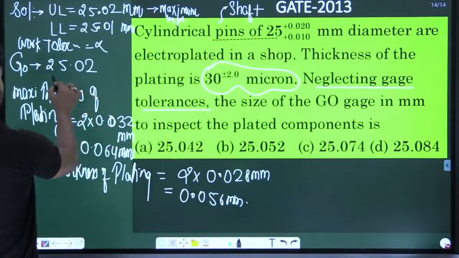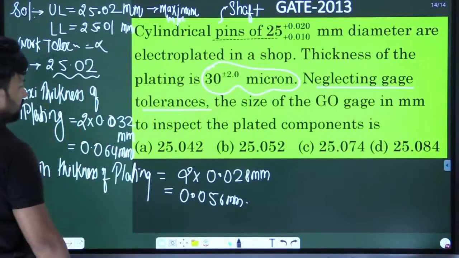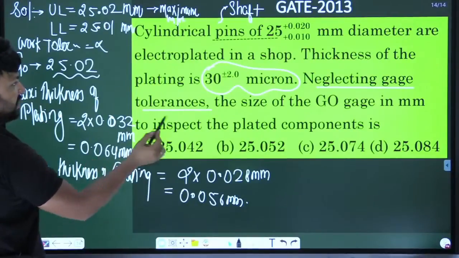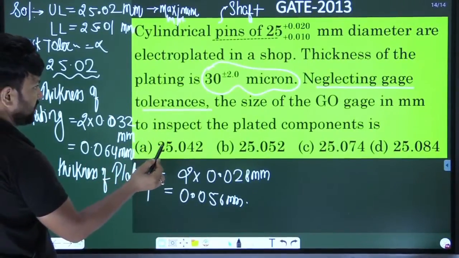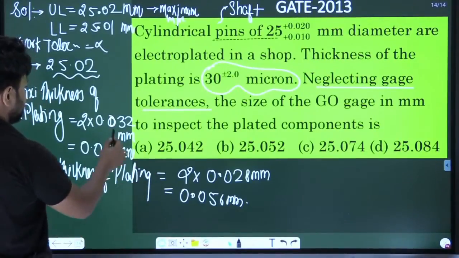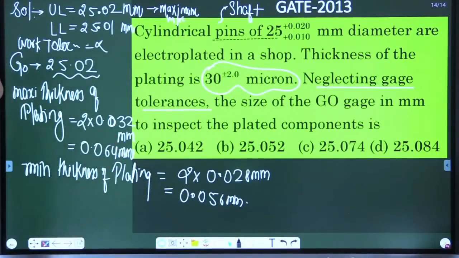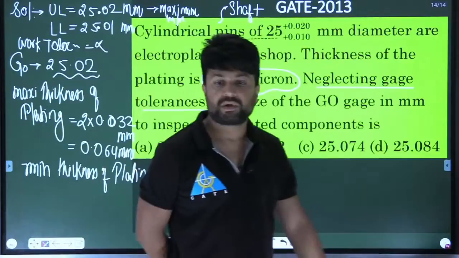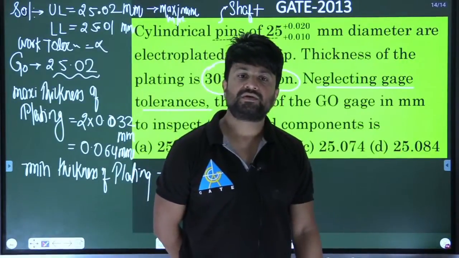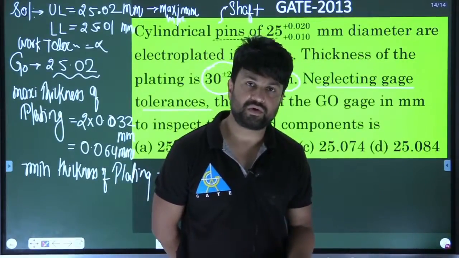So, go gauge 25.02, and the maximum thickness is what? The size of the go gauge in respect of the component. The maximum thickness is your 0.064. Add this one and you will get your answer. Got it? Got the concept? So, try the questions.